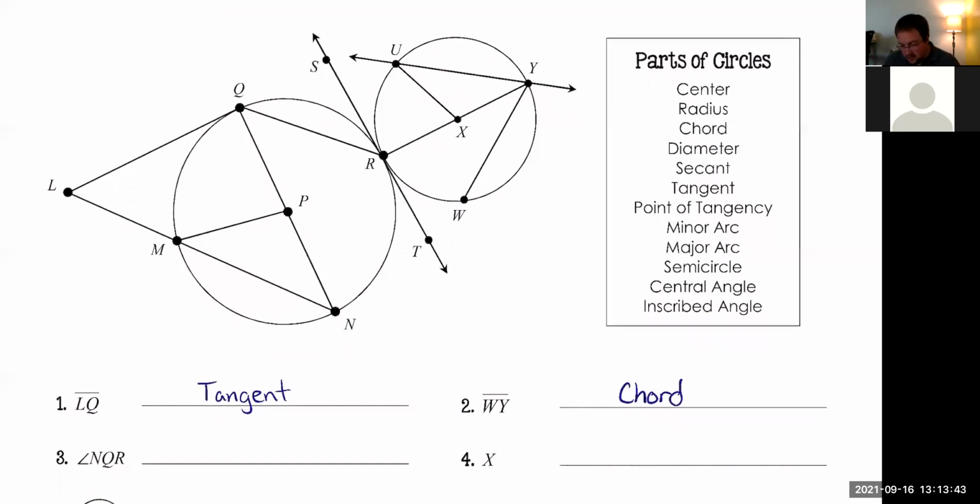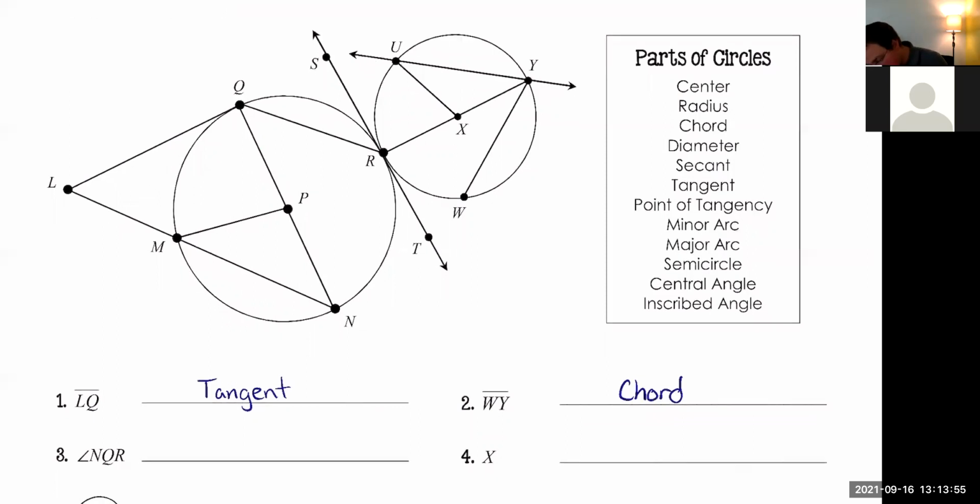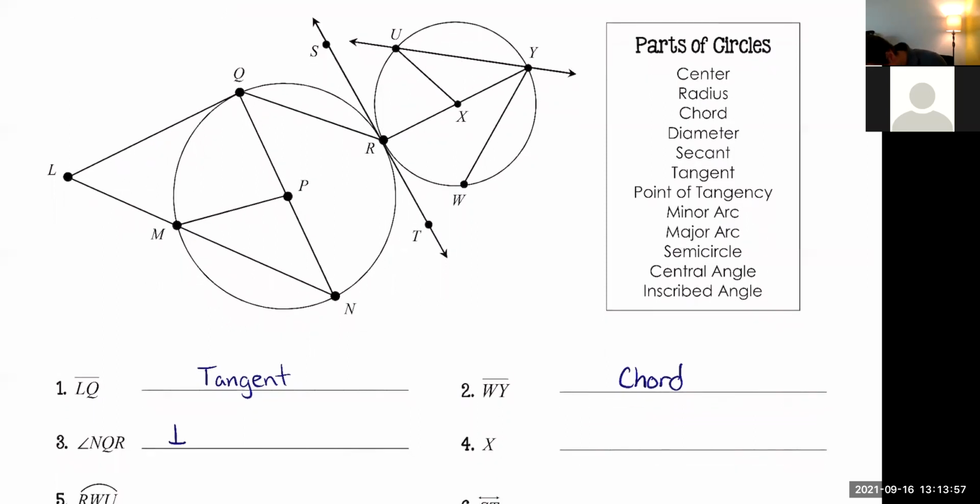Number 3, angle NQR. Looks like the vertex is on the circle itself. It's an inscribed angle. What about point X? Center. It's a center.